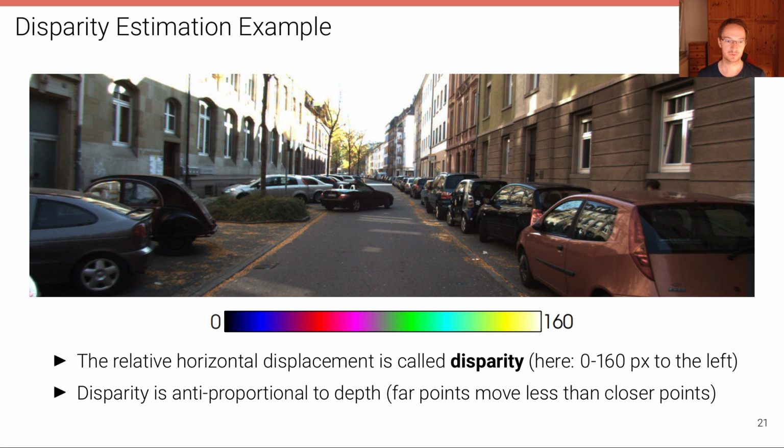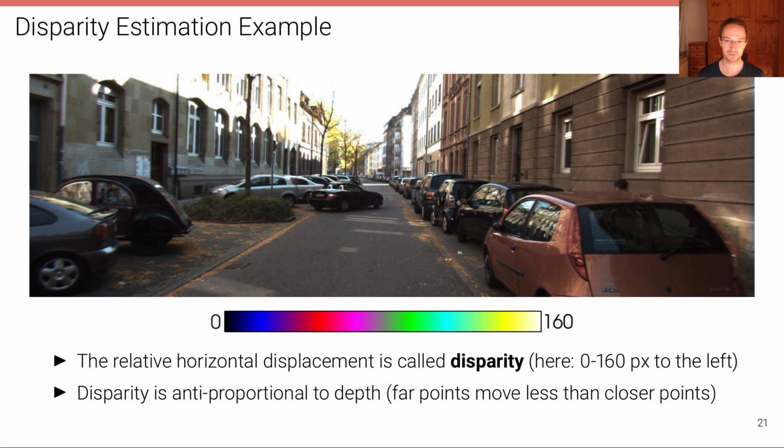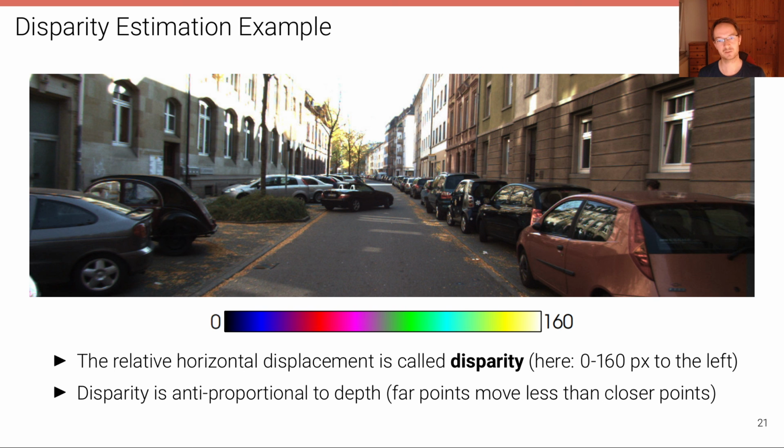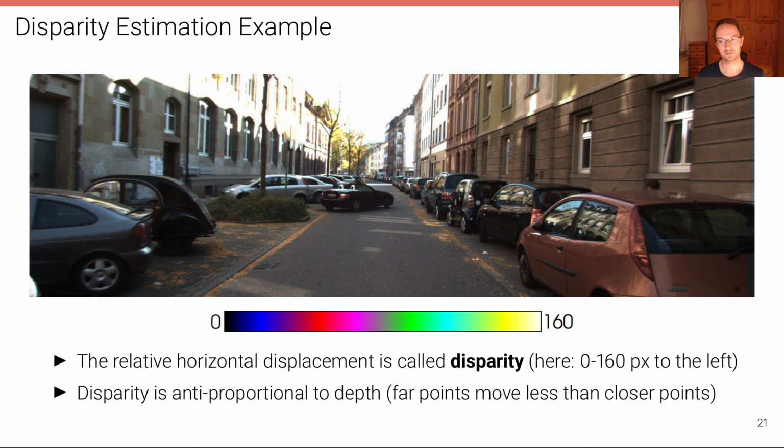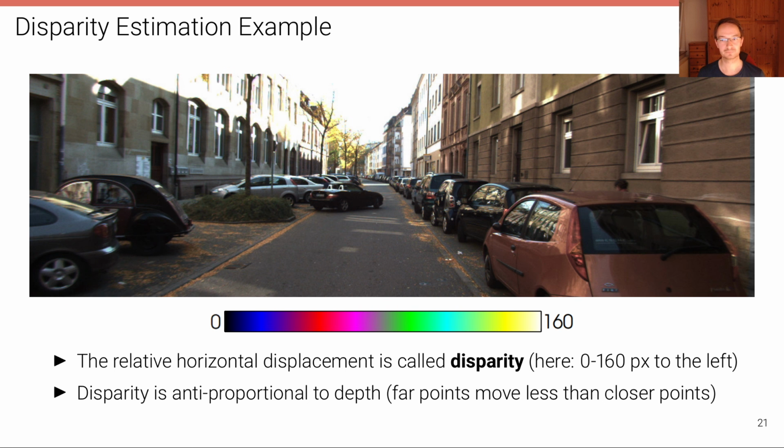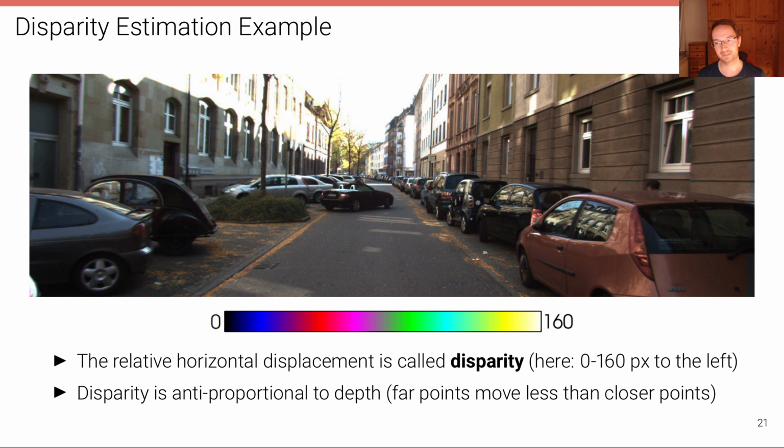Here's another example of a rectified setup. I show you here the first image, and this is the second image. And what you can see is, if I toggle between these two images, that points that are far away move little, and points that are nearby, like this point here on the car, the backlight, move more. And this motion of the points is called disparity.